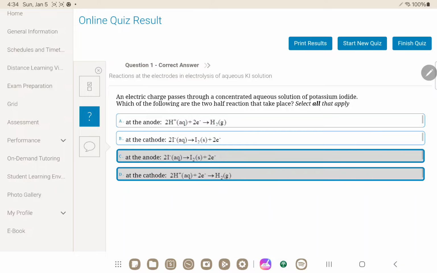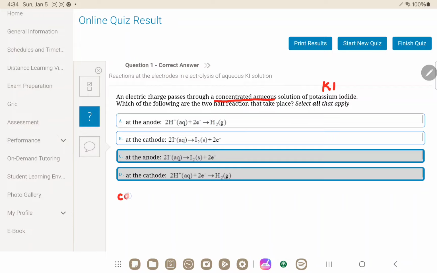So let's start. An electric charge passes through a concentrated aqueous solution of potassium iodide, which is KI. Which of the following are the two half reactions that take place? First of all, we need to know the series of reactivity, or the ones that have a higher tendency to get reduced or oxidized at the cathode and at the anode. So I'm going to write them both down.